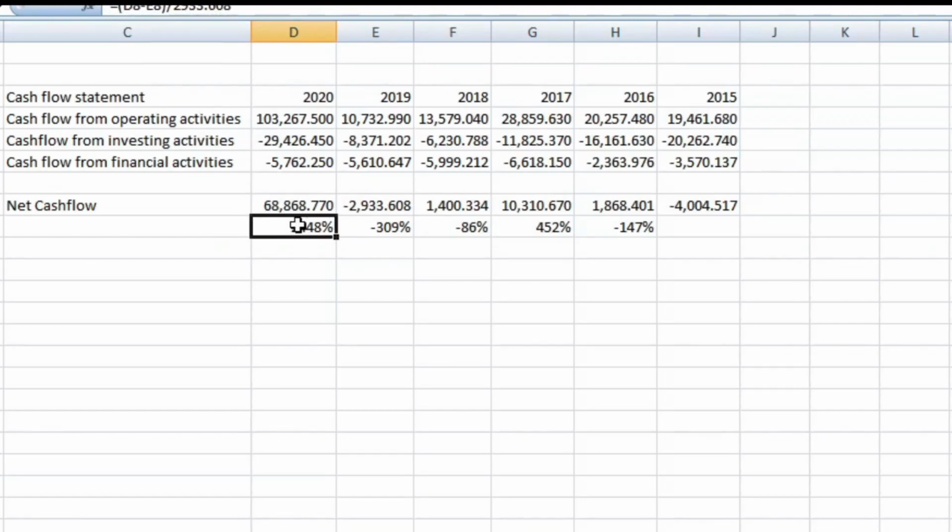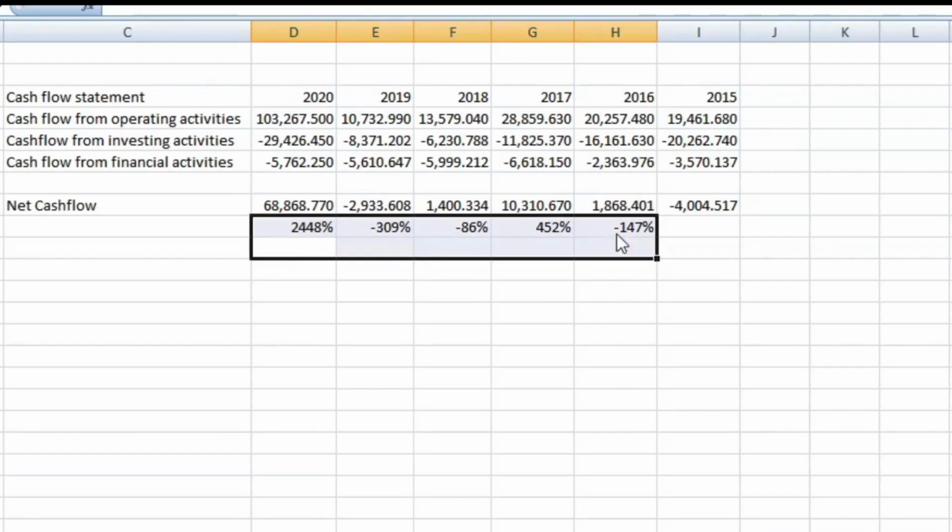This is also a red flag because of the fact that it is not consistent. Consistency is key in any company that we want to evaluate. The point is, looking back, we want to see consistency, and for the net cash flow, this is quite inconsistent.